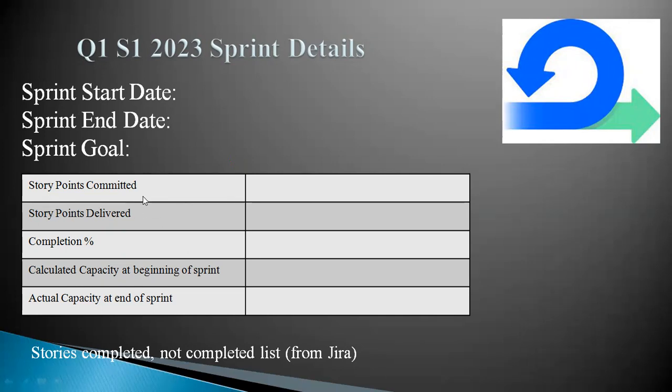That means at the start of the sprint, how many story points you all committed, and what are the story points you delivered at the end. So consider your team has committed to 50 story points and they have completed 40, then the completion percentage is 80. And the calculated capacity at the beginning of the sprint.